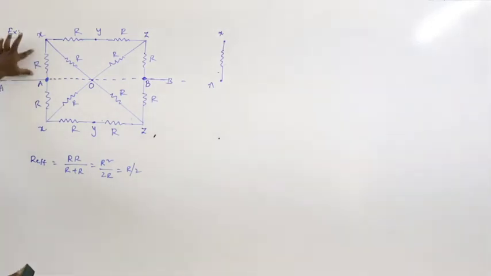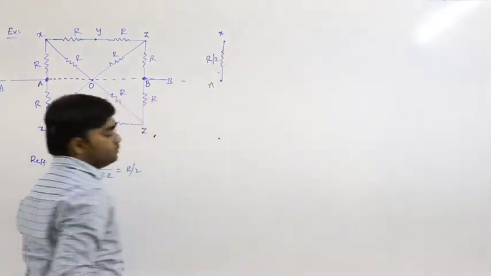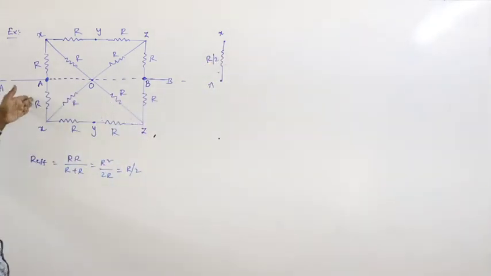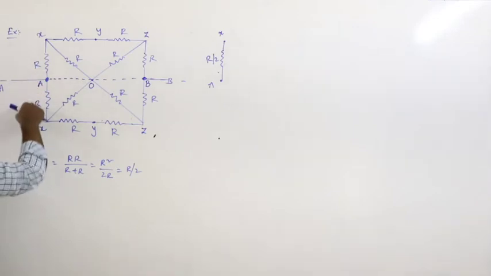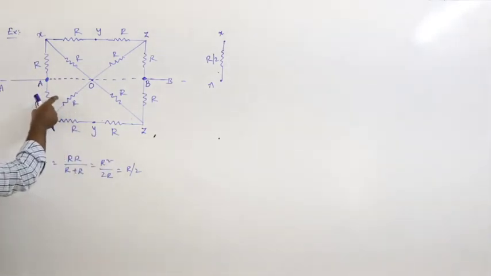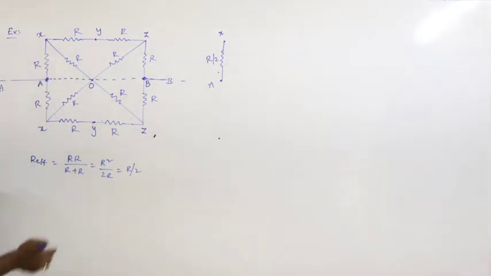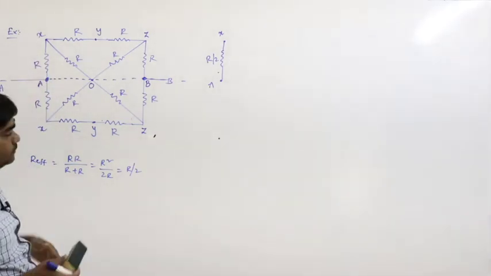These two resistances are in parallel. Then the effective resistance is R by 2. Here I am considering this is R by 2. Of course, here also we can consider, any one can be eliminated. This is R and this is R. These two are in parallel. Effective resistance is R by 2. Either this one is eliminated or this one is eliminated. Any one we can eliminate. Just I am eliminating the bottom one.